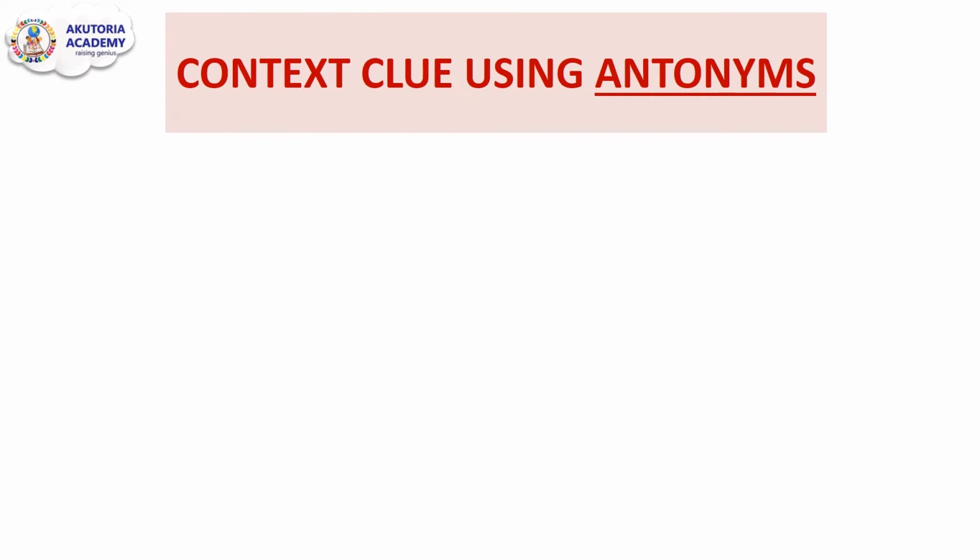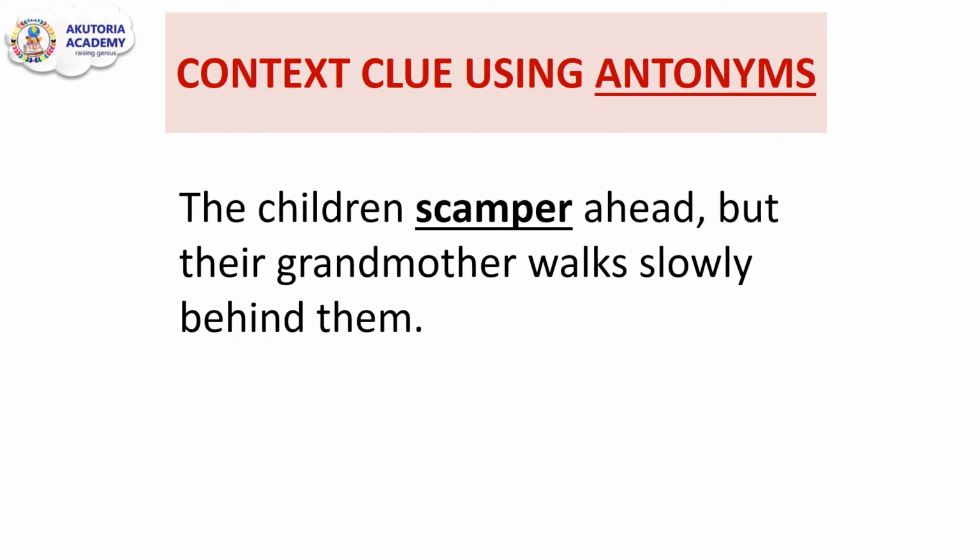Context clues using antonyms. Antonyms are words that are opposites in meaning. Let's see this example. The children scamper ahead, but their grandmother walks slowly behind them. So we're looking for the meaning of the word scamper. So we will look out for antonyms, for words with opposite meanings in this text, so that we could figure out the meaning of scamper. The first word I have here is ahead, and the opposite of ahead is behind, right? The children scamper ahead, and the grandmother walks slowly behind.